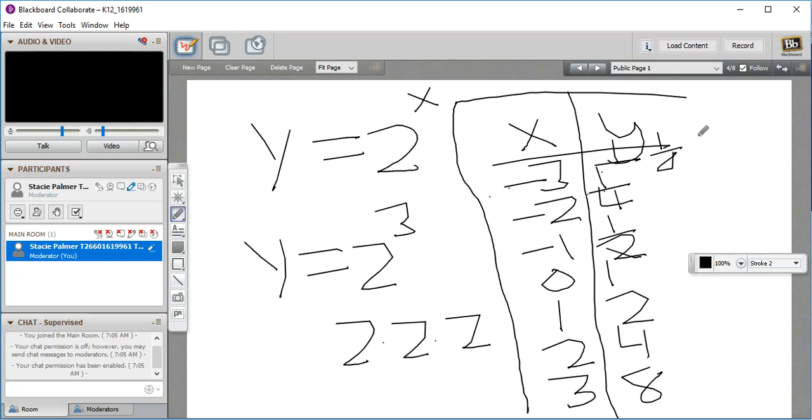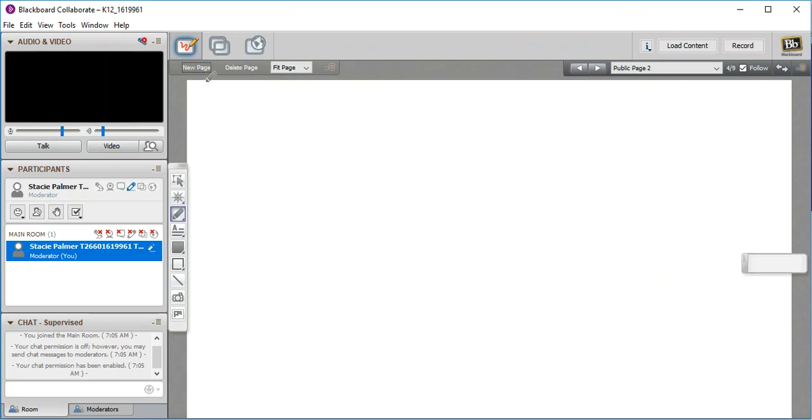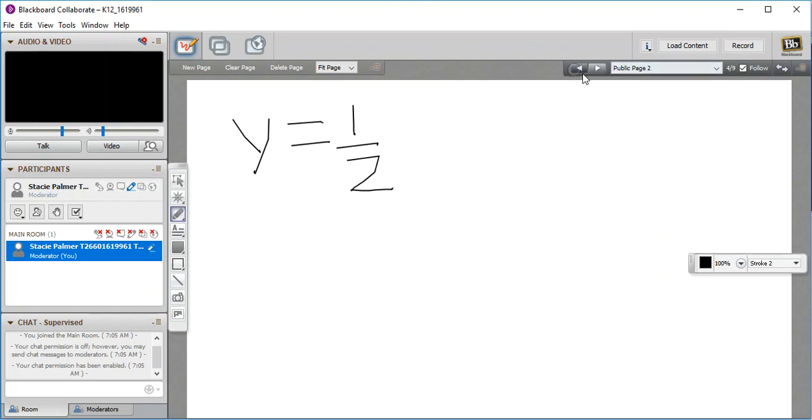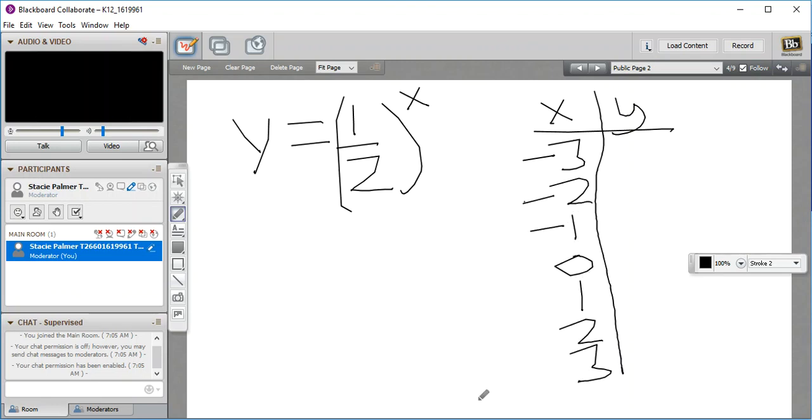But before we do that, let's go ahead and set up a table of values for the second function that we talked about. So y is equal to 1/2 raised to the x. Okay, so let's go ahead and set up our table of values. Let's do the same thing as we did before. Let's do -3, -2, -1, 0, 1, 2, and 3.